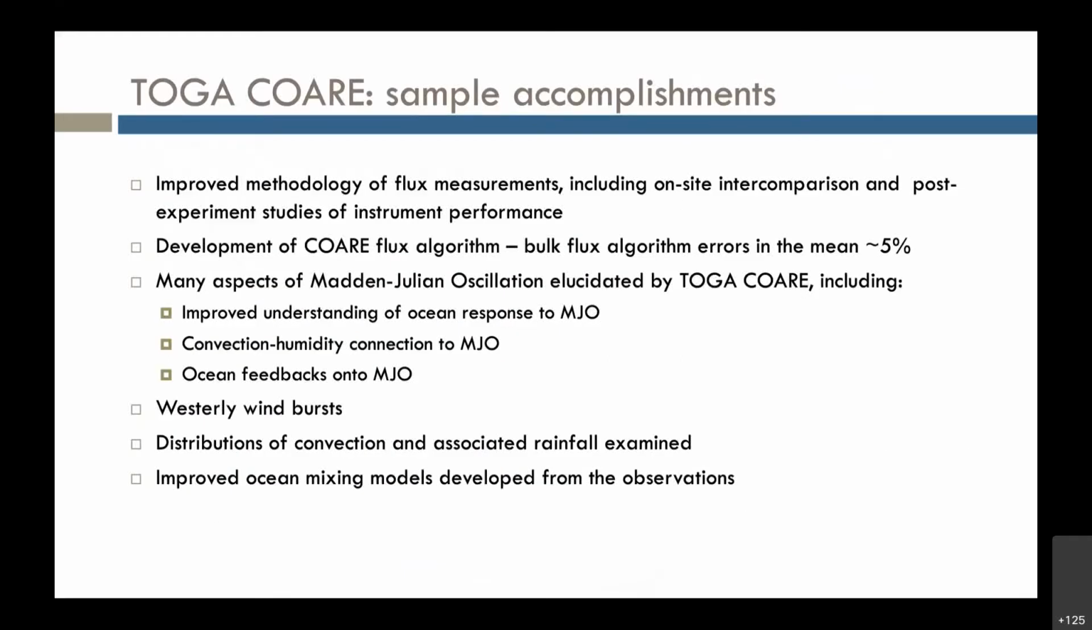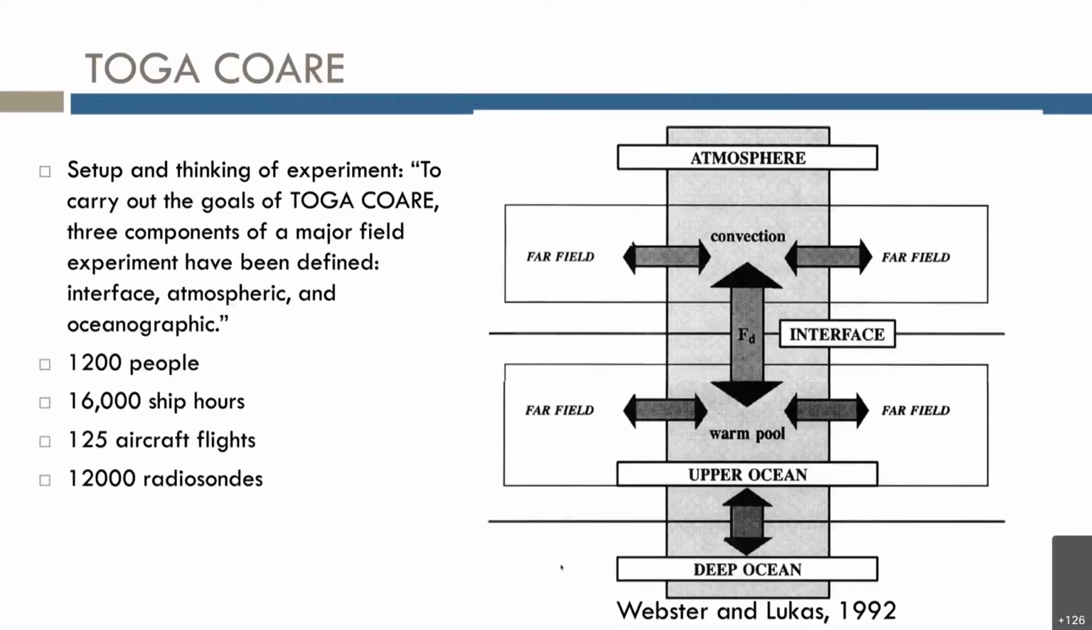Now, I don't want to disagree that we had many, many accomplishments, and these are just a few of the sample accomplishments that had to do with flux, the development of the COARE flux algorithm, a lot of understanding about the MJO, westerly wind bursts, convection and rainfall, improved ocean mixing models. So many, many accomplishments.